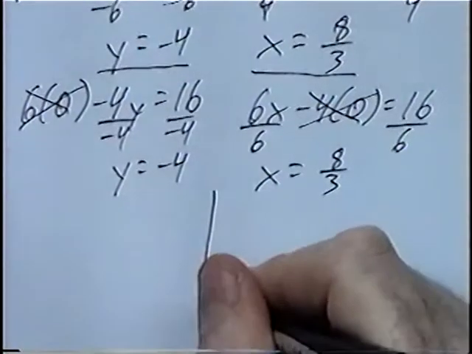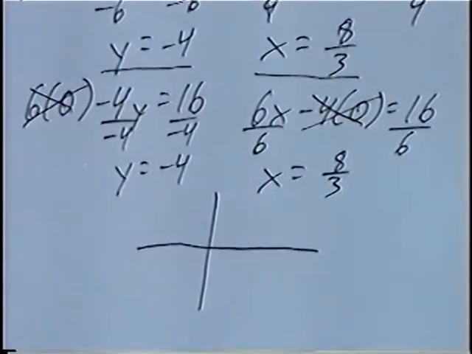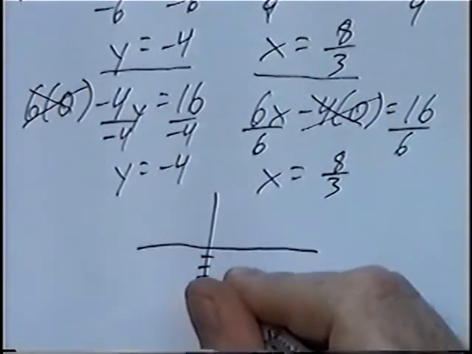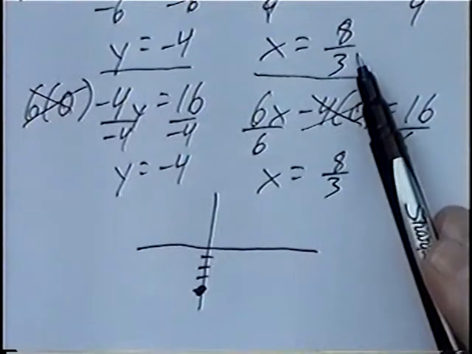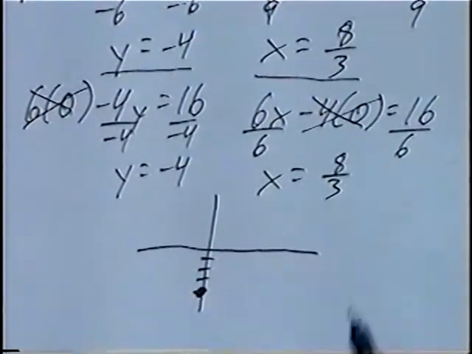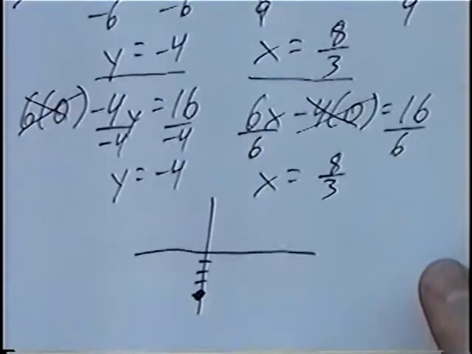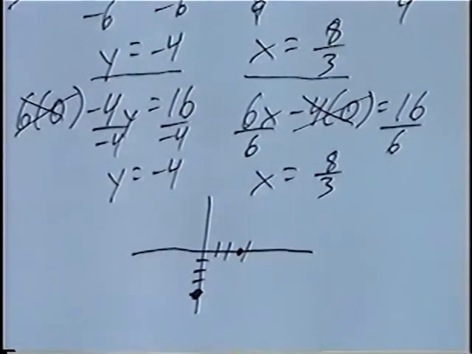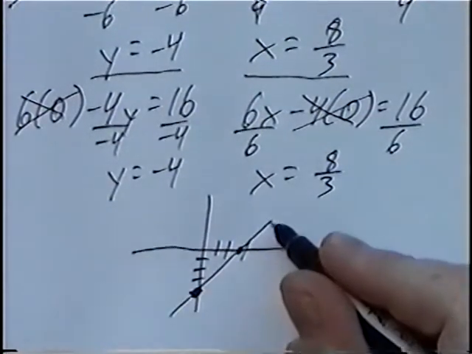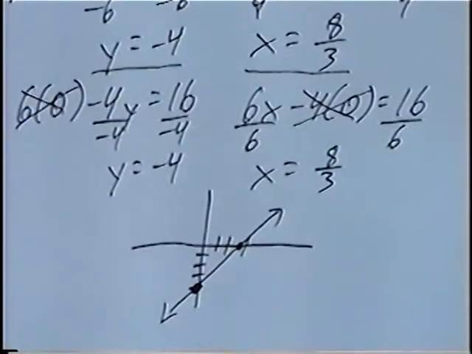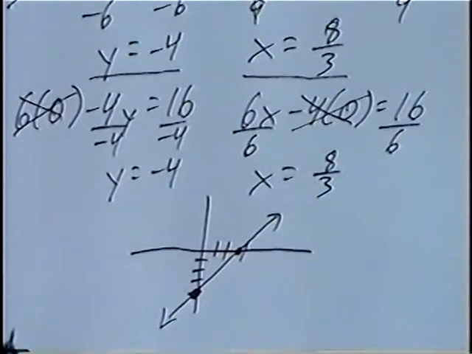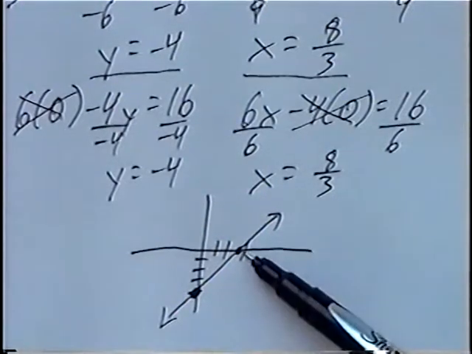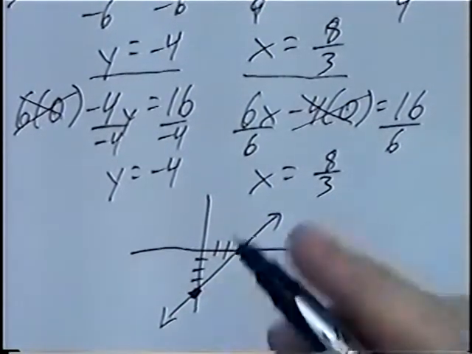Graphing these two lines. The first line has a y-intercept at negative 4. And also has a x-intercept at 8 over 3. 8 over 3 is the same as 2 and 2/3. So in between 2 and 3. Graphing the second line, you'll notice the intercepts are the same points. Y equals negative 4 again, and x equals 8 over 3. So we'll have the same line on top of the line.